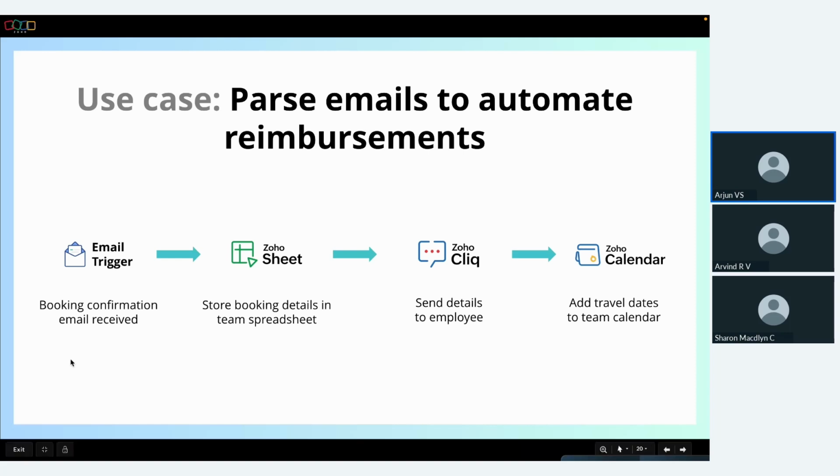You can make use of Zoho Flow's email trigger to extract information from these emails, and then you can use that information to be sent to other platforms like Zoho Sheet in this case, where you'll store the booking details in a spreadsheet, send details to the employee that their booking is confirmed, and add the travel dates to the team calendar. So this is how you can use the different types of triggers as well. There are even more kinds of triggers. Once you start exploring Flow, you will get to know that different use cases that you come across in your organization can be solved using these different types of triggers.